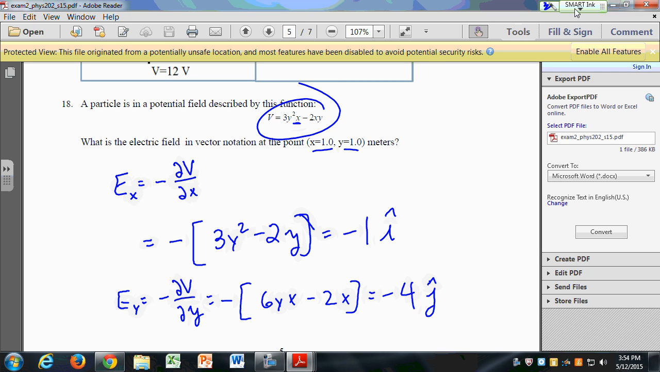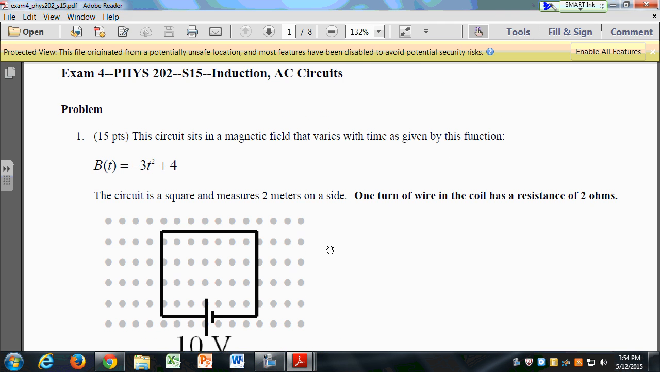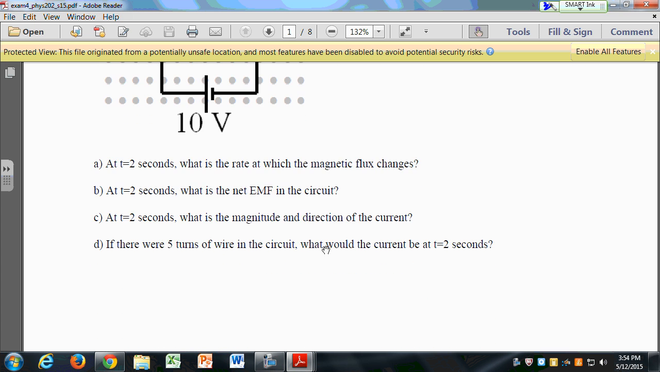Alright. How about exam 4? Okay. Alright, let's see, we had Faraday's law here. Well, yeah. Oh, it's on my desk. I'll grab it for you. Just come see me afterwards.